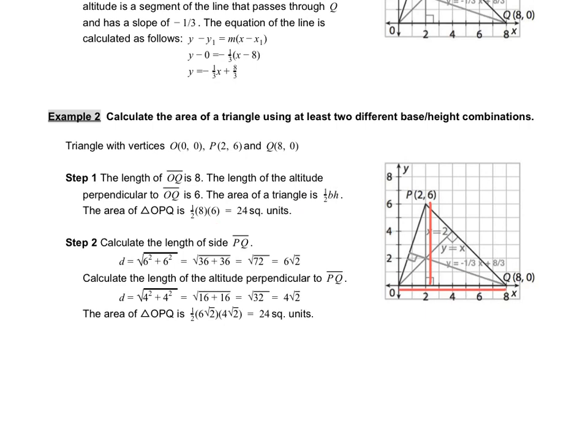So that, hopefully you can see, gives us a target number for what we know we want the area to be using any other base and height combination. So in step 2, what we're doing is calculating with a different pairing. So I'll highlight which ones those are. We're using side PQ, which is going to be here in blue. And then we're using the length of the altitude to PQ.